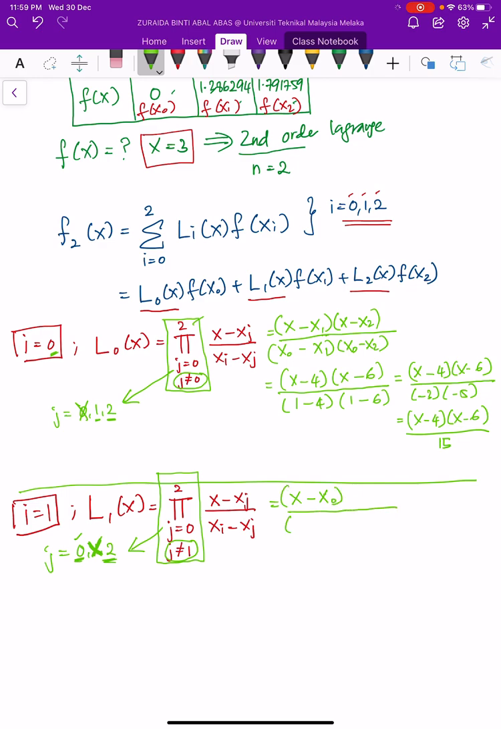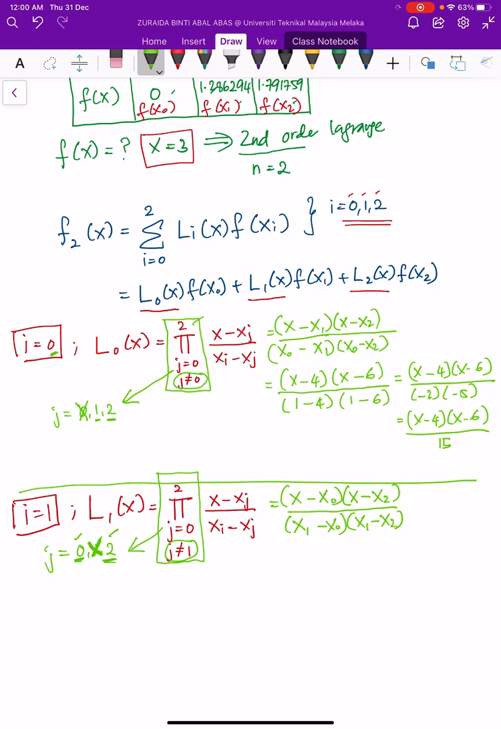Okay, then this one is x, our i is 1. j is 0. Remember that we have to multiply with the next j value. So x minus our next j, which is 2, so x2. So this one is x1 because our i is equal to 1, minus x2.